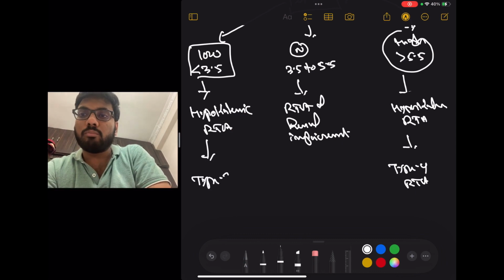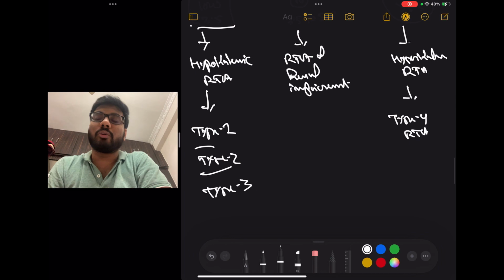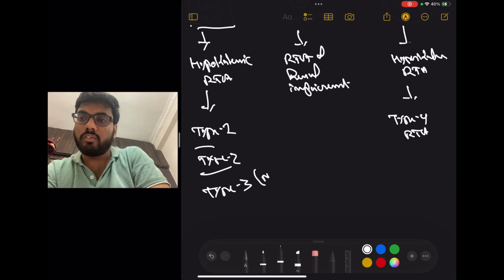We have type 1 RTA, we have type 2 RTA, and we have type 3 RTA. Type 3 RTA is nothing but a combination of type 1 and type 2 RTA, that is proximal and distal. This is important only for the SS preparation. Okay.